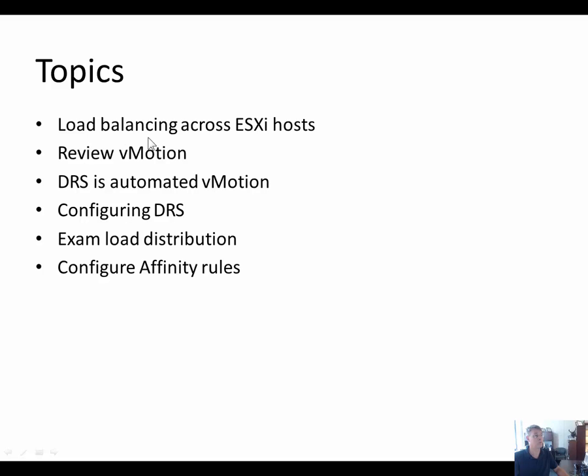In this section, we will look at load balancing across ESXi hosts. We will do a review of vMotion, and we'll see that DRS is simply automated vMotion. We will set up and configure DRS, we will examine the load distribution, and we will configure affinity rules.